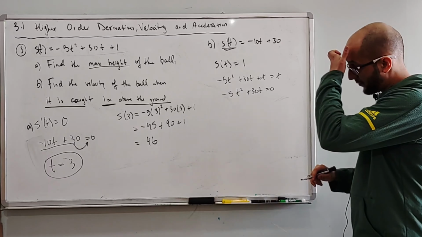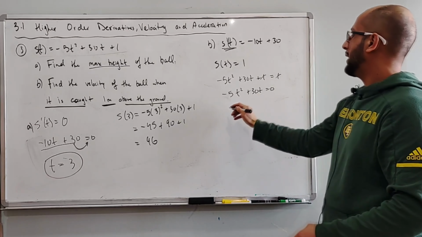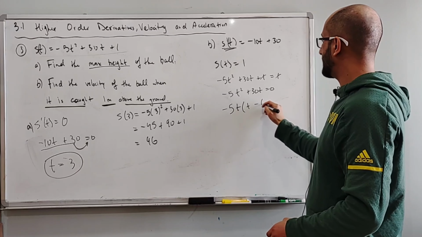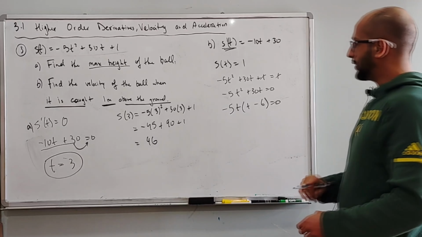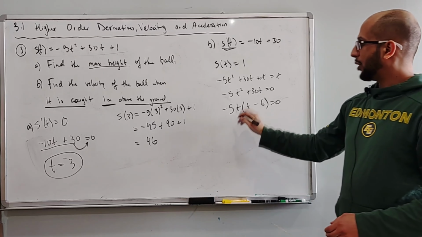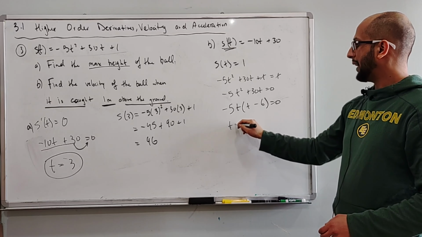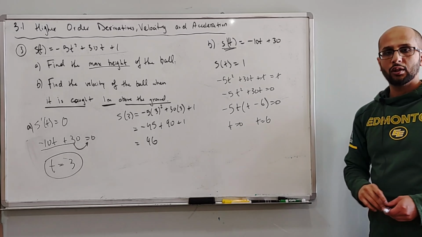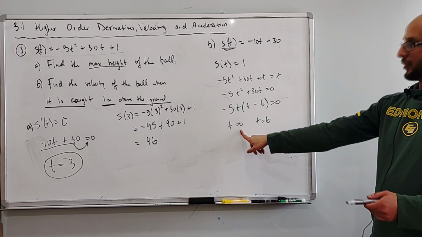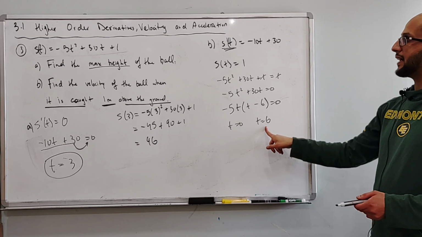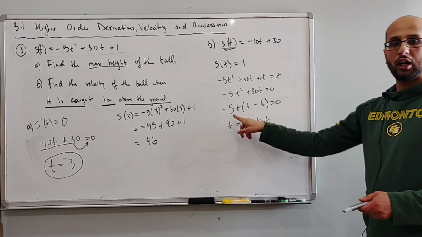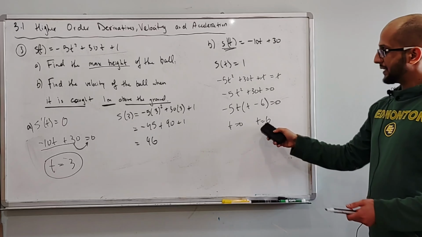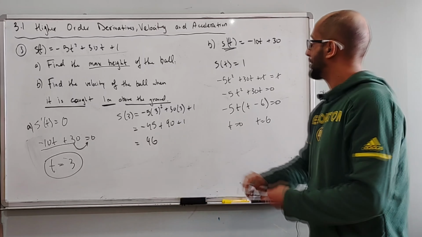When you bring the 1s over, they'll cancel out, and we have negative 5t squared plus 30t is equal to 0. Now we get into our factoring. I can factor out negative 5t, and I'm left with t minus 6, and that will be equal to 0. So the ball is 1 meter above the ground at t equals 0 and t equals 6. Well, the ball was hit 1 meter above the ground, so it's not caught at 0 seconds, that's when the ball was hit. So what's the time that we're looking for? 6.